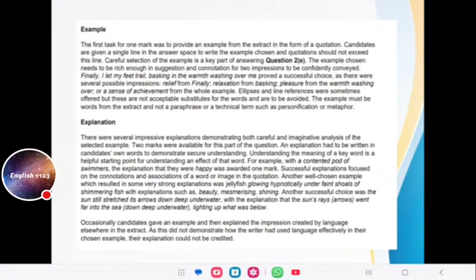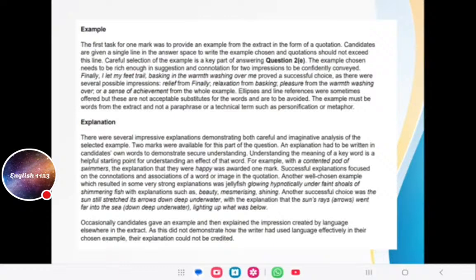Clear? Candidates are given a single line in the answer space to write the example chosen, and quotations should not exceed this line. See, if your example is too long, it might affect your marks. They are not saying must not, should not. So you should also pay heed to this, that go for short examples. Careful selection of the example is a key part for answering question number 2E. The example chosen needs to be rich enough in suggestion and connotation for two impressions to be confidently conveyed.